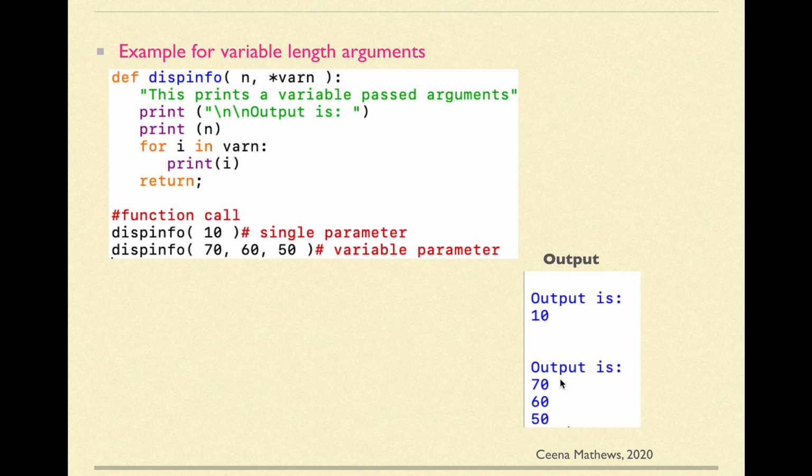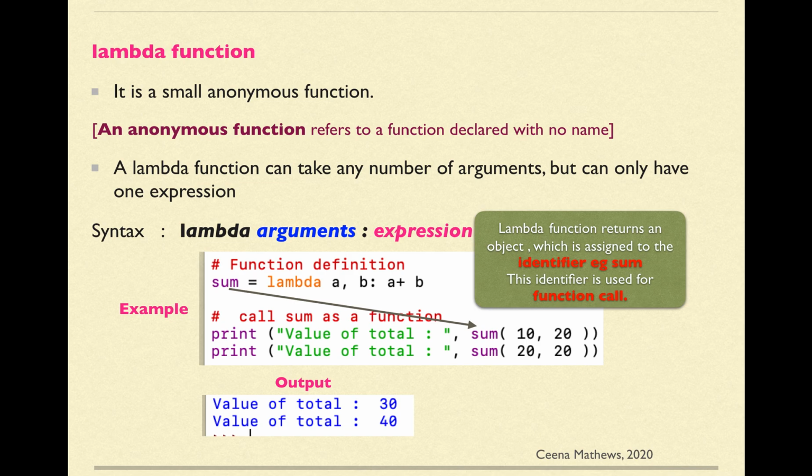Next we'll see about the lambda function. It is a small anonymous function. Anonymous here means it refers to a function declared with no name. A lambda function can take any number of arguments but can have only one expression. So you see in the syntax, lambda followed by the arguments, multiple arguments can be given here. Following it is the colon and the expression. Only one expression should be given here.